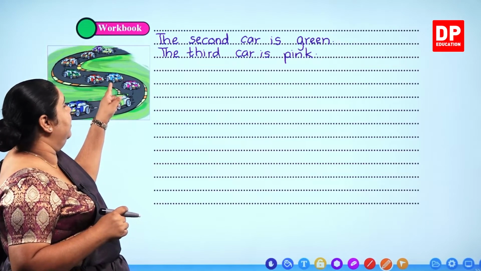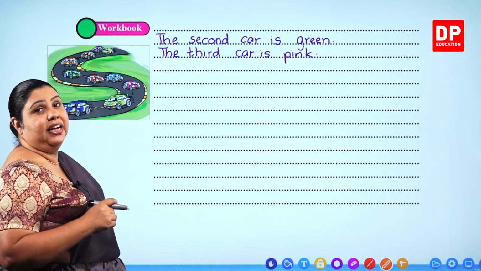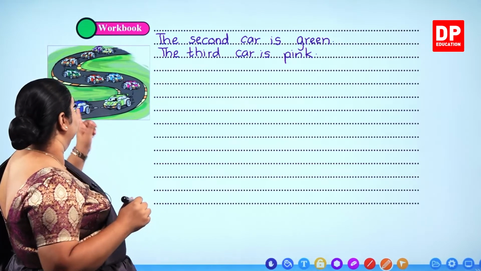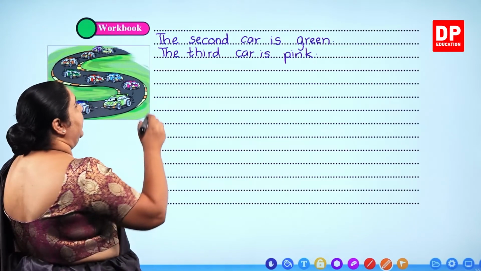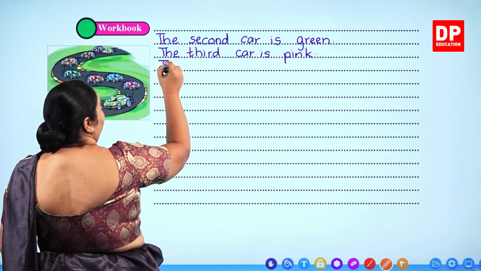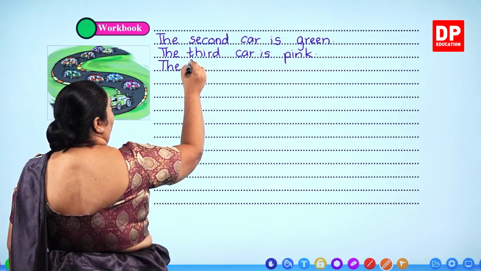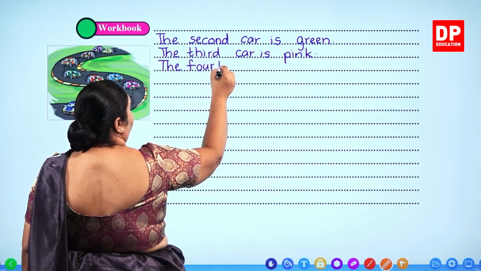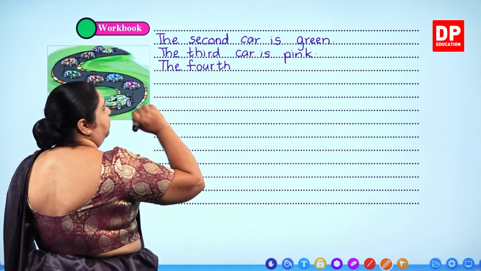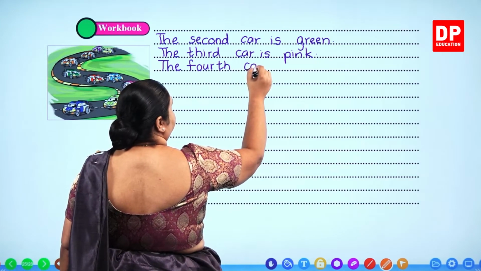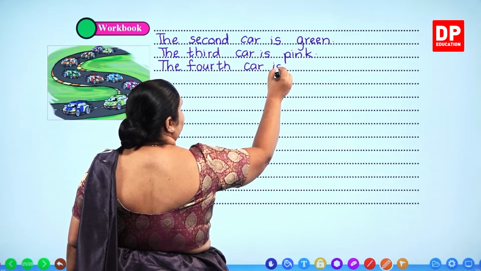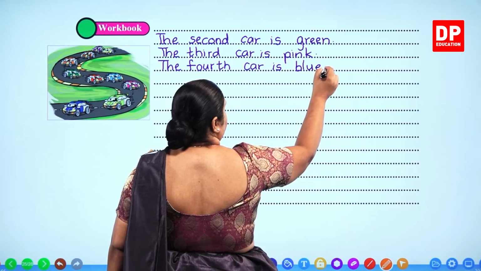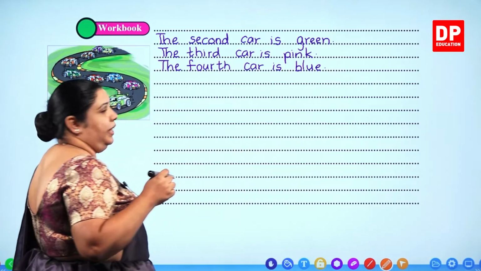Now the next one, the fourth car. What is the color of the fourth car? That is light blue, no? This is dark blue and we can say light blue, or else you can say blue. The fourth car. How do we write the word fourth? F-O-U-R-T-H. The fourth car is blue. Once again, you can say blue. It's light blue. If you want, you can say light blue.